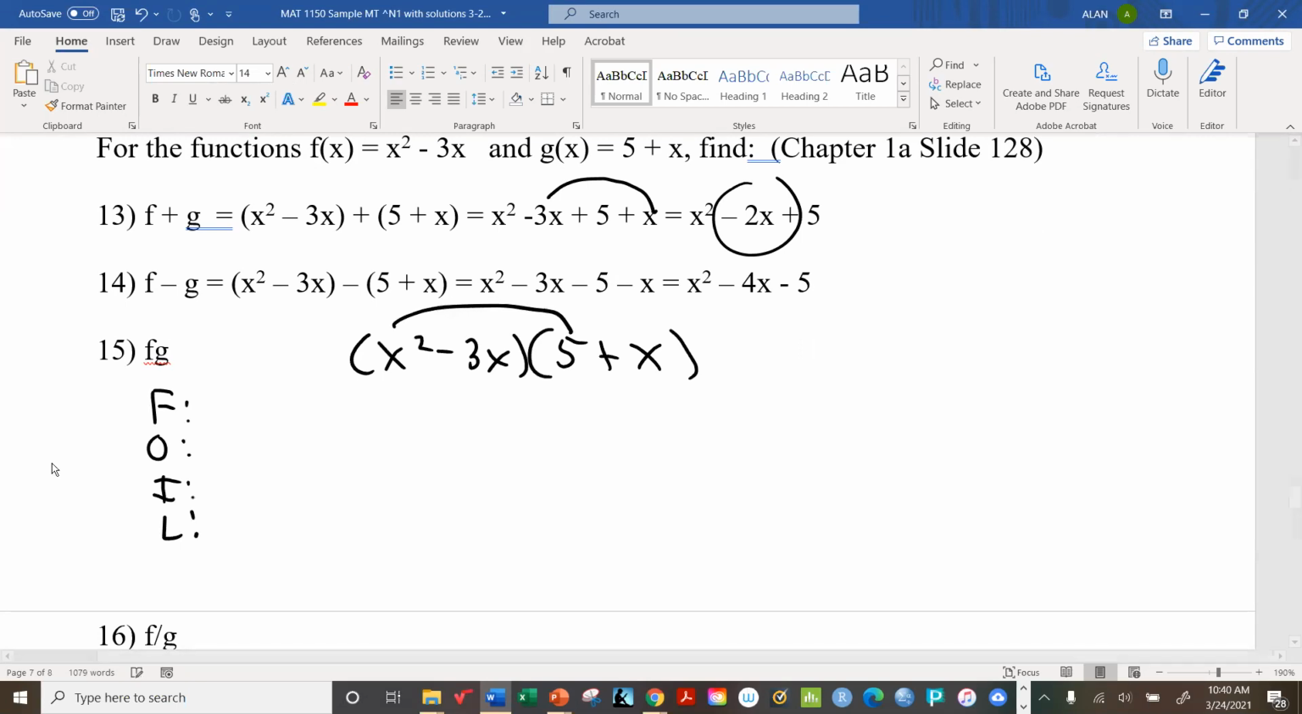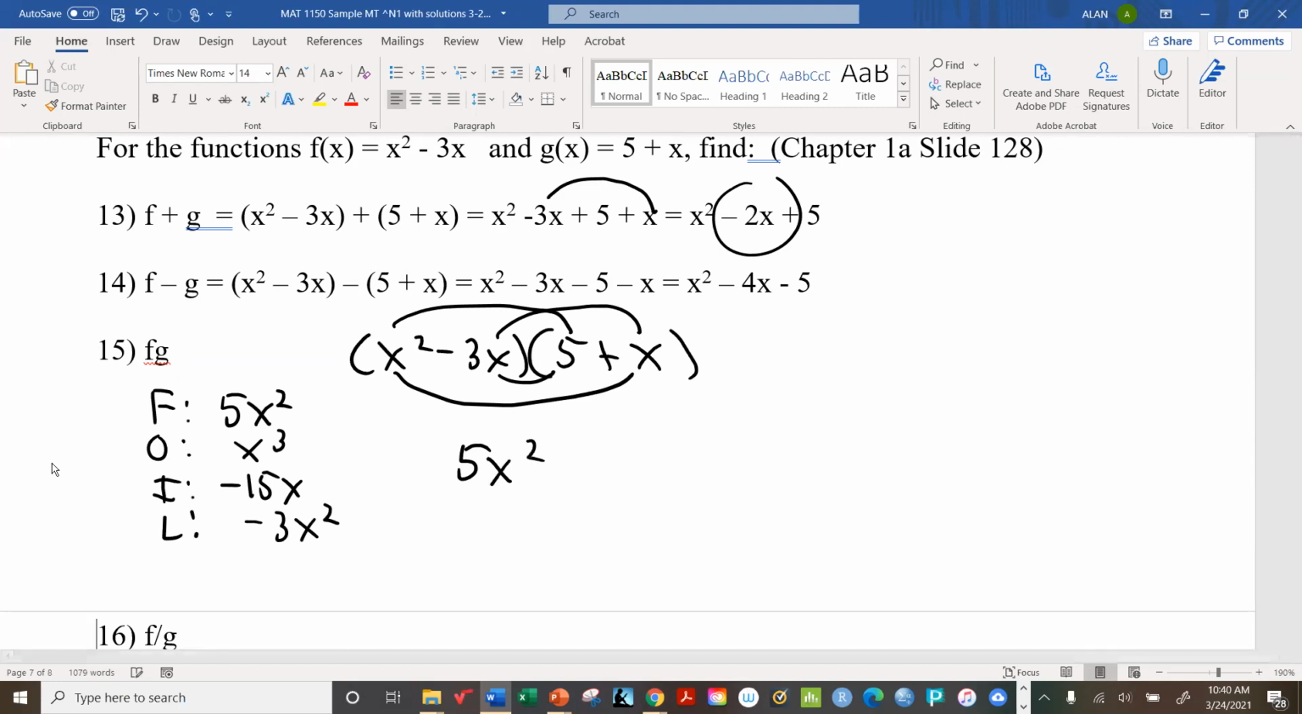Here's our first: 5x squared. Outer is x cubed. Inner is minus 15x. Last is minus 3x squared. So here we have to watch it because we have at least some terms that can be combined.